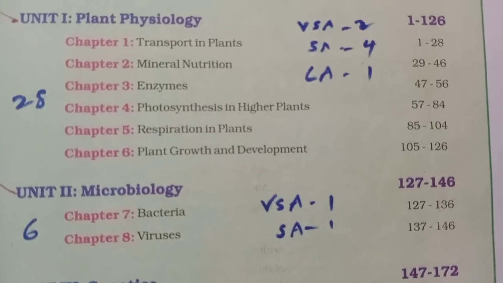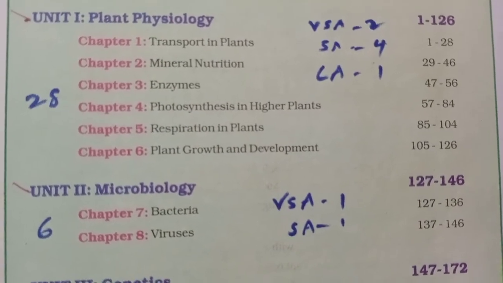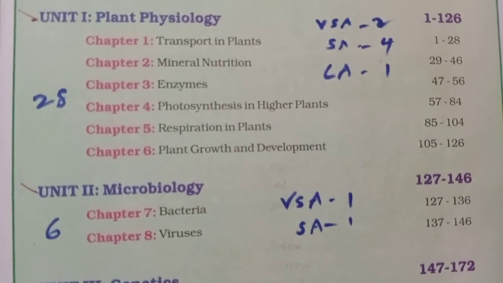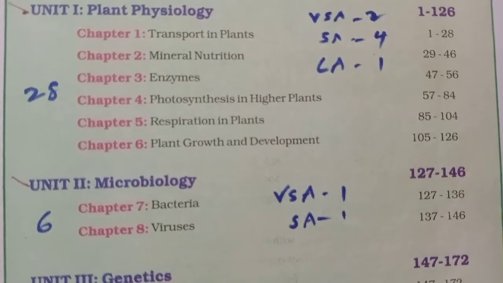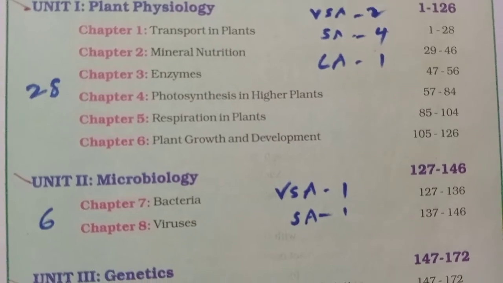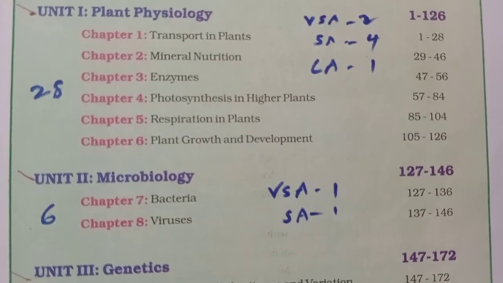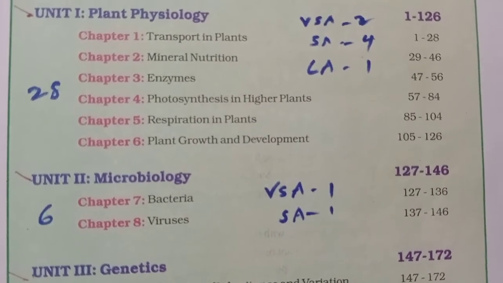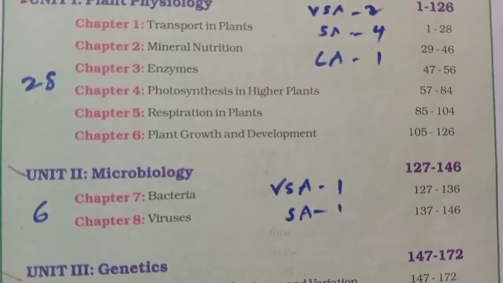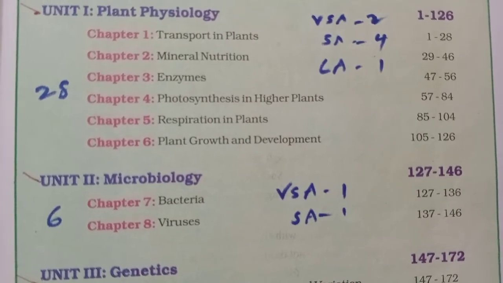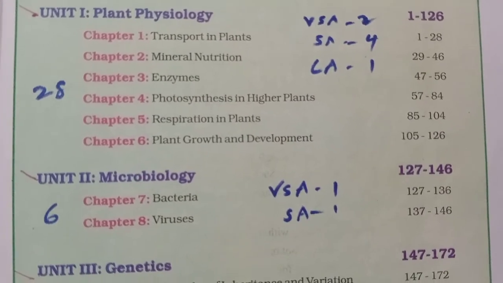Now the third chapter is enzymes. Enzymes, already you know that enzymes are catalysts, nothing but chemicals. They help reactions to be carried out fast in the plants. So enzymes are what? They are chemicals. They act as what? Catalysts. They make reactions fast, to carry out several metabolic reactions in the plant body as well as in our body also. Enzymes play a major role.